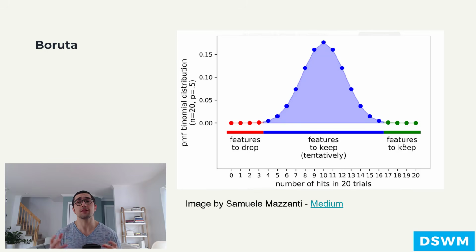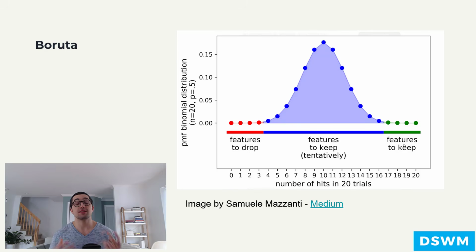And so you would see that, if in your 20 trials, a feature gets selected most of the times, right? Then it becomes placed at the right of the distribution here, so it becomes a feature to keep. And if most of the time your feature gets discarded, then it becomes a feature to drop. And then you have this gray area where sometimes the feature is discarded, sometimes the feature is kept. So those are what we call weak features, okay?